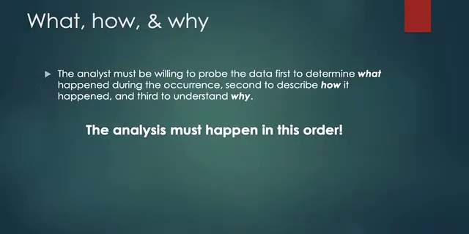So when you're doing a causal factor analysis, it's really the what, how, and why that you're trying to answer. And an analyst has to be willing to probe the data, so investigate the data first to determine what happened during the occurrence, how it happened, and then finally why it happened. So what, how, and why are really important, but it's even more important that you answer those questions in this order. So what first? Those are the facts that you start with. How? That's the process. And then why? The cause. So you have to answer the questions in this order.